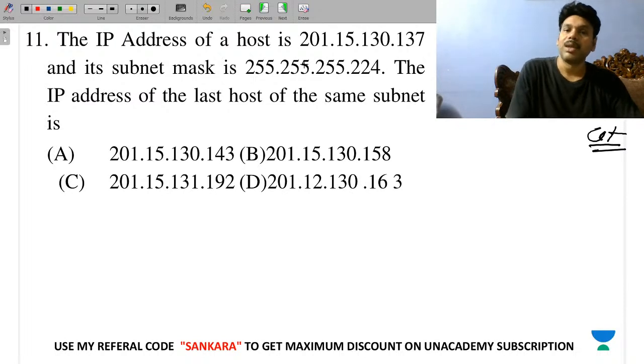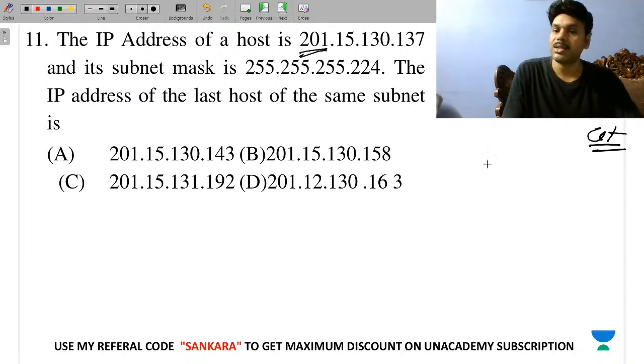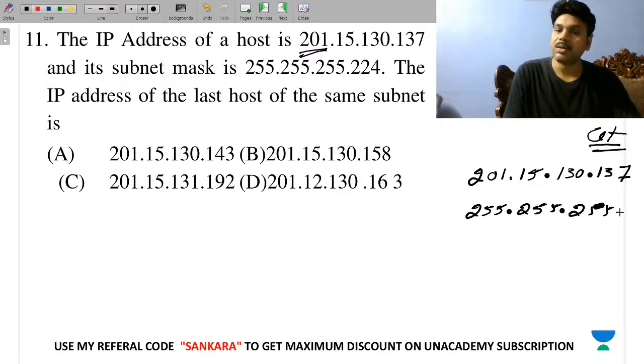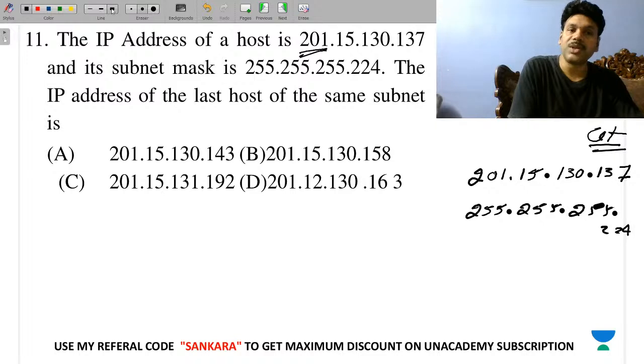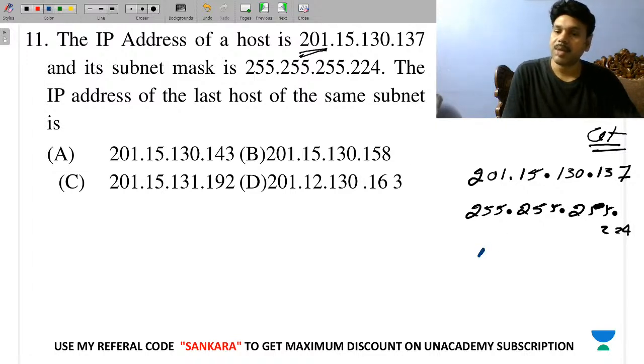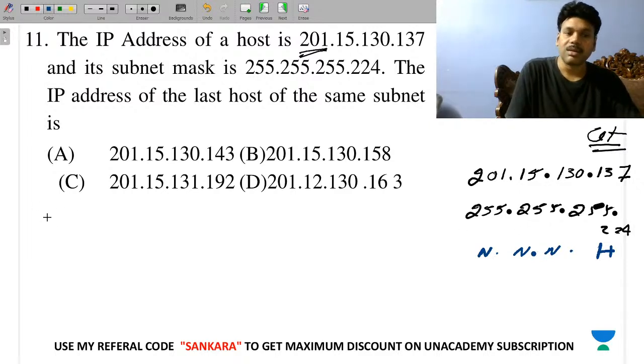Please understand. So 201, it is a class C, straight away I can say. The address is 201.15.130.137, and the mask is given as 255.255.255.224. As far as class C, we know the representation is triple N and a H. Our intention is the last octet only. So what is our last octet?